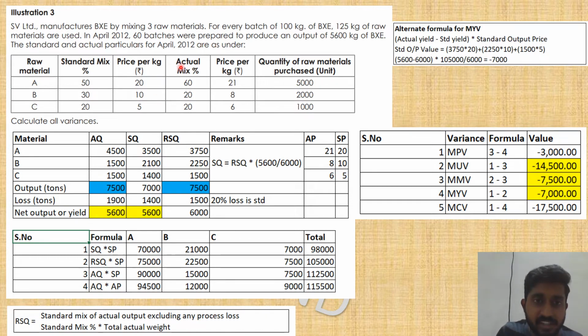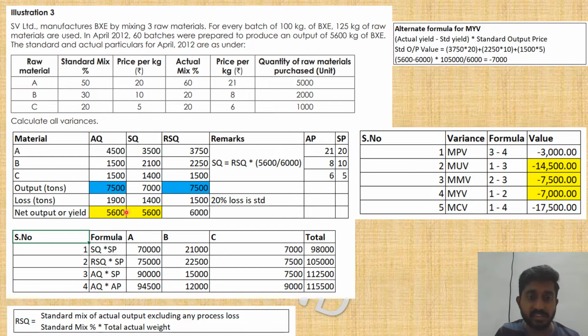Now the actual mix is also given: 60%, 20%, 20%. So you can apply 60, 20, 20 to 7,500 and find the actual quantities of A, B and C. Now you have found the actual quantity, and we have found the actual yield or actual net output is only 5,600 kg, which means the loss is 1,900 kg. So 7,500 we have calculated, 5,600 is given in the question itself. So 7,500 minus 5,600 is 1,900, which is the loss. Okay, now the 5,600 is taken.